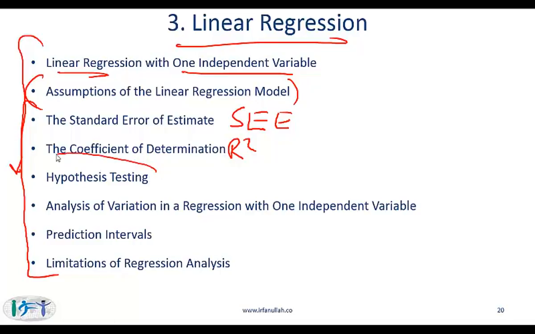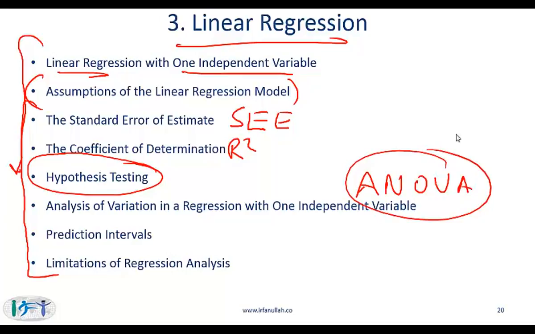We will do some hypothesis testing again, and then we will get into something called ANOVA, which is the analysis of variation. This is critical, almost a guaranteed question on the quant part of your exam. Then we'll talk about prediction intervals and limitations of regression analysis. So that will be it in terms of your first reading.